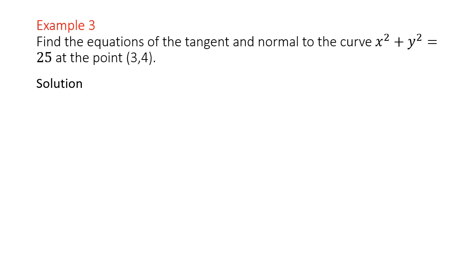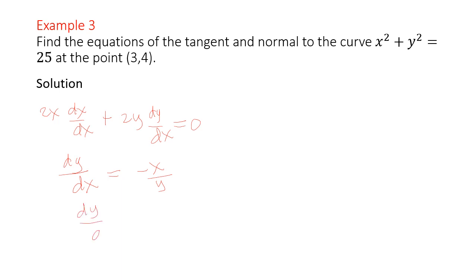To find the equations of a tangent and normal to the curve x squared plus y squared equals 25 at the point 3, 4. So 2x dx over dx plus 2y dy over dx equals 0. dy over dx equals minus x over y.